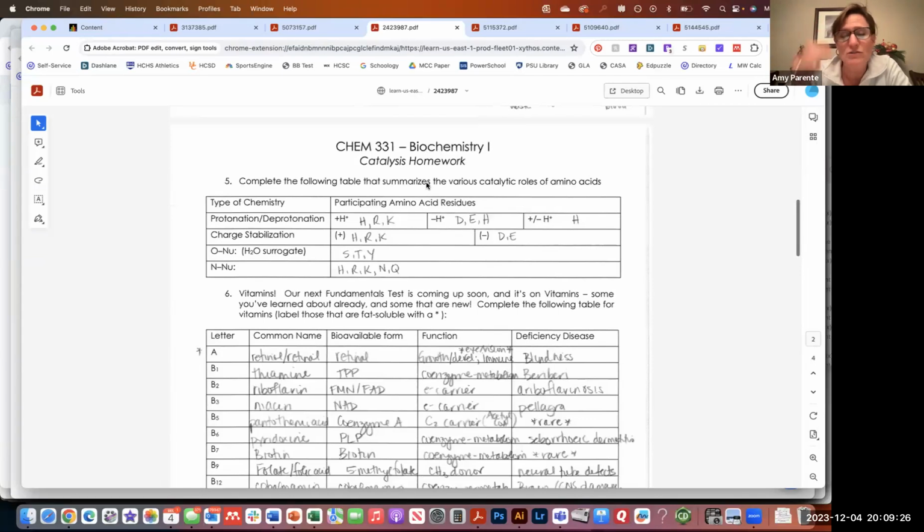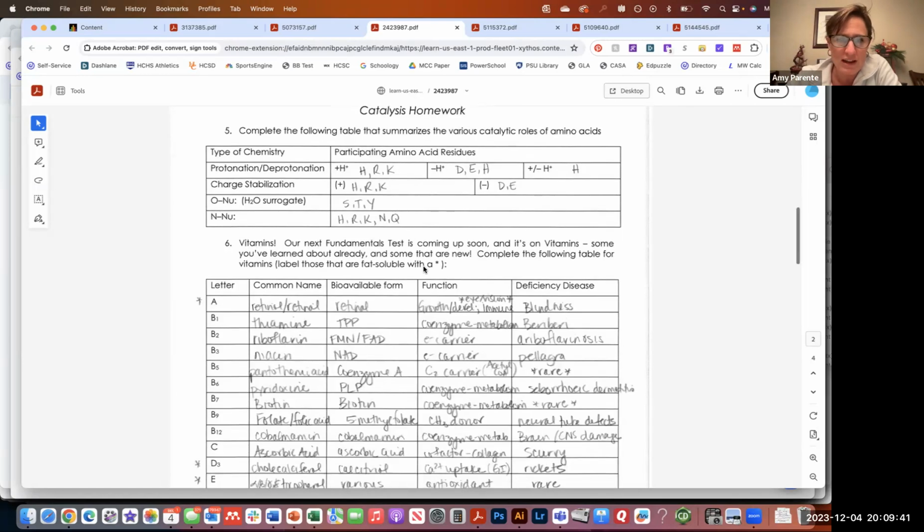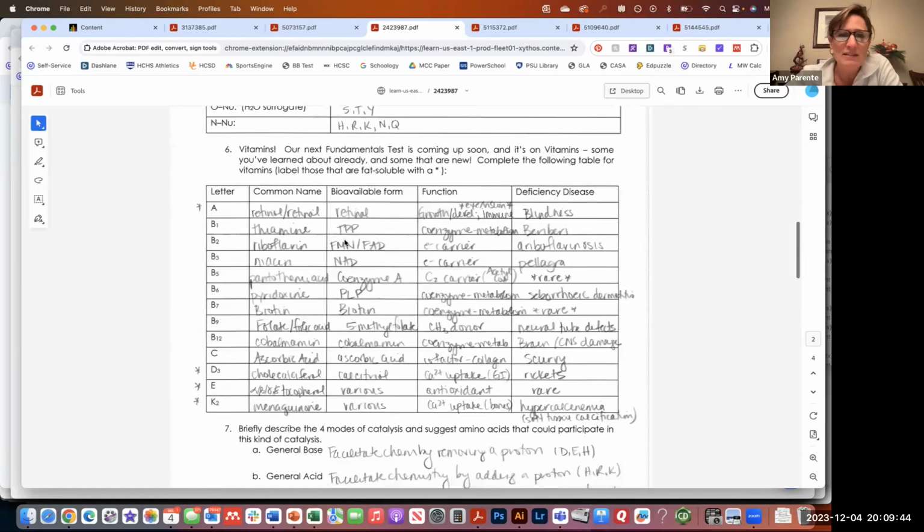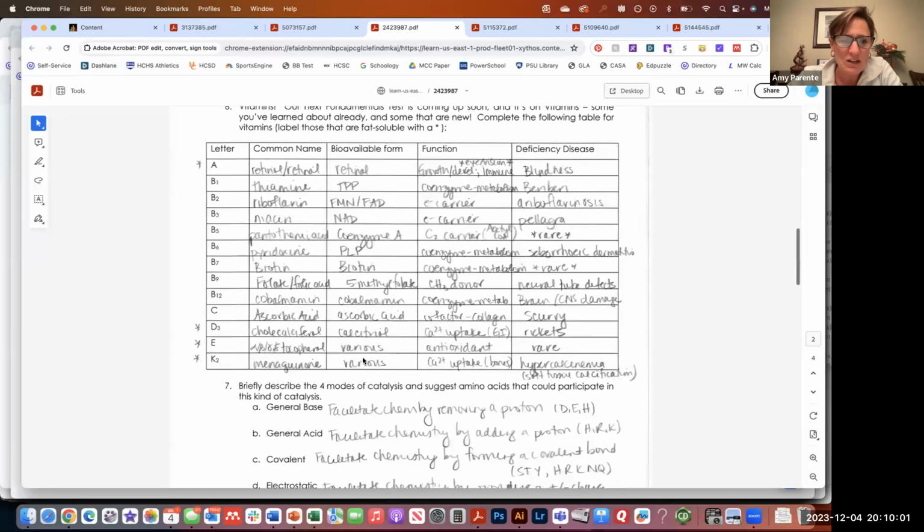For the most part, there's a short list of amino acids that are able to participate in catalytic roles, right? It has to have a functional group that's there. So we need to have things that are either positively or negatively charged, or have a heteroatom that can be nucleophilic. So that's what all of those are. Vitamins, right? We had a fundamentals quiz on that. You're not going to see the entirety of your fundamentals quiz on there, but any B vitamins in particular that have relevance to things that we studied, I would make sure that you know those.